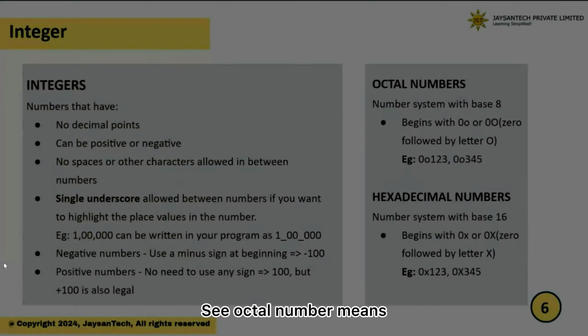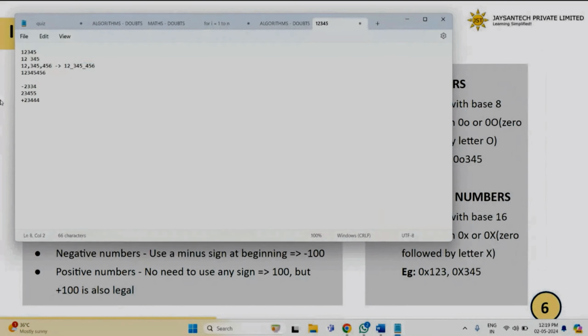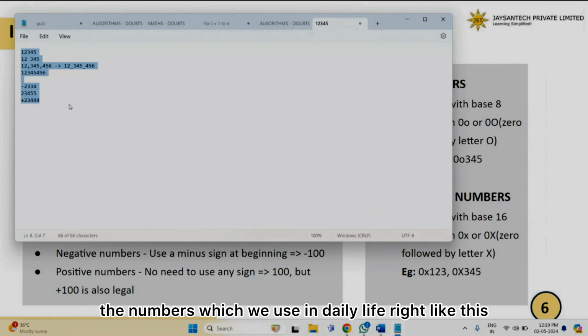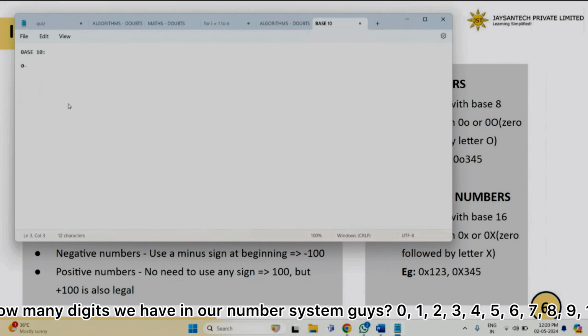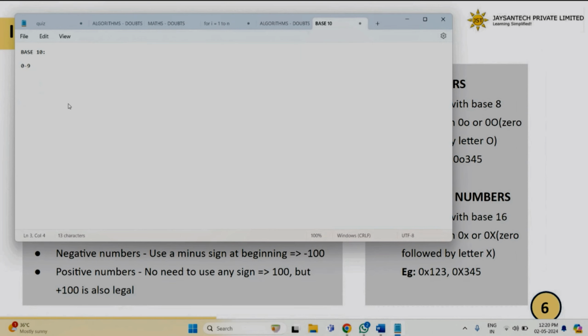The numbers which we use in daily life, like this, are all called base 10 numbers. Why? Because how many digits do we have in our number system? 0, 1, 2, 3, 4, 5, 6, 7, 8, 9. So basically we have 10 single digit numbers. This is called a decimal system, or a base 10 number.